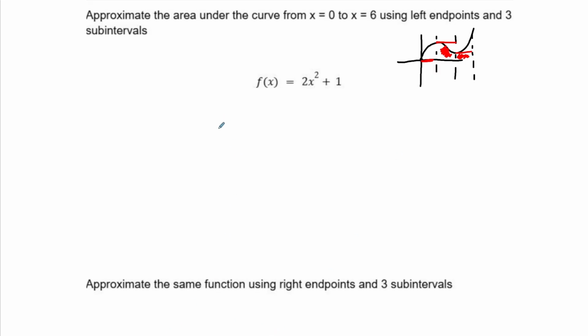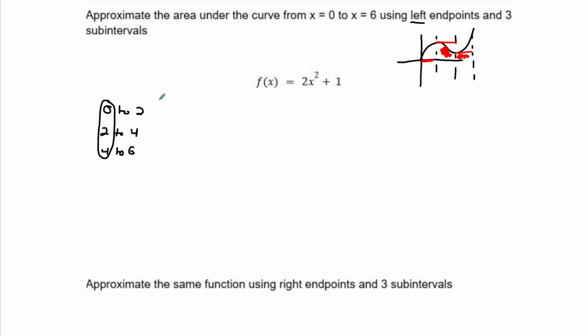So here it says approximate the area under the curve from x equals 0 to x equals 6 using left endpoints and 3 subintervals. So here's how we do this. If we have 3 subintervals and we're going from x equals 0 to x equals 6, how would we split this up? Well, to split this up into 3 subintervals, we would go from 0 to 2, and then from 2 to 4, and then from 4 to 6, right? That would split it up into equal subintervals. So what are the values we are actually going to pick? Well, if we're using left endpoints, we have to pick the left point, right?